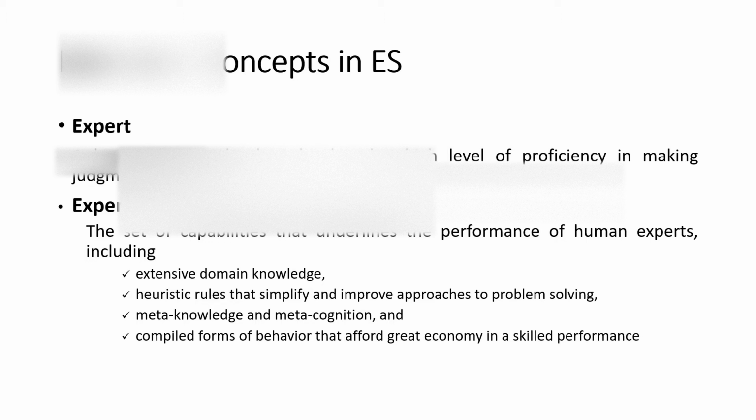So expertise is basically some capabilities that the expert has. Okay, so most of the times we say that this person has a lot of expertise in this particular domain. So what does that mean? That person has extensive domain knowledge, that person has some heuristic rules that simplify and improve approaches to problem solving. He has some tacit knowledge which he uses in order to solve those problems, and he is very much skilled in order to solve those types of problems.